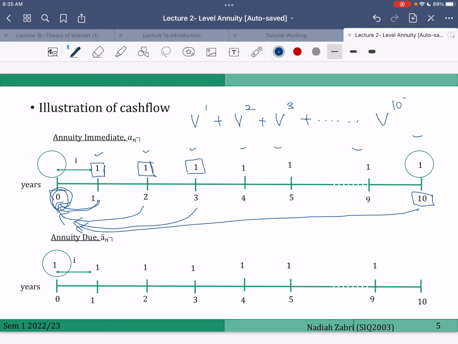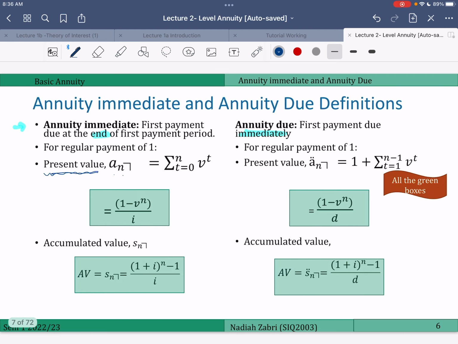Okay, so it is also equals to the sum of when t starts from 1 until n, v to the power of t. So this is what we got here. I made a mistake here. It should be 1. It should start with 1. Okay, so you can calculate it like this, but if you have 10 terms, you will take a lot of time to calculate it like this.